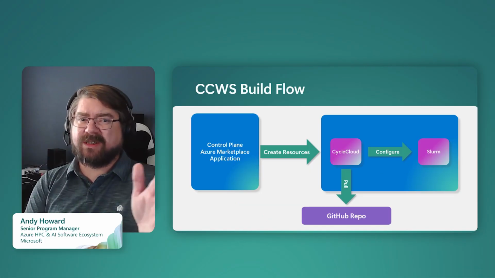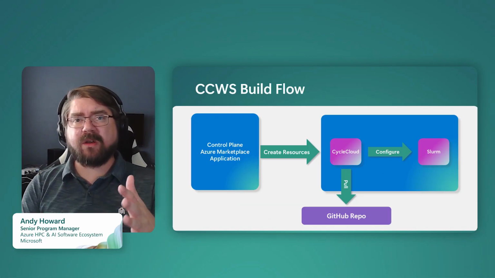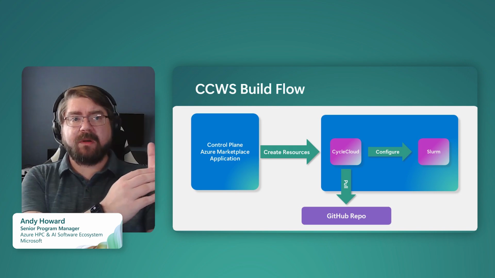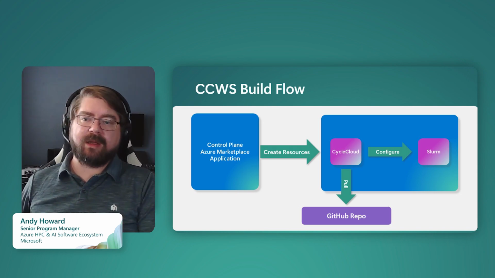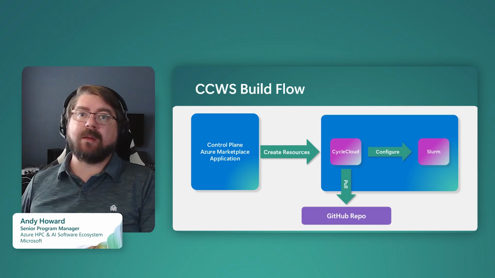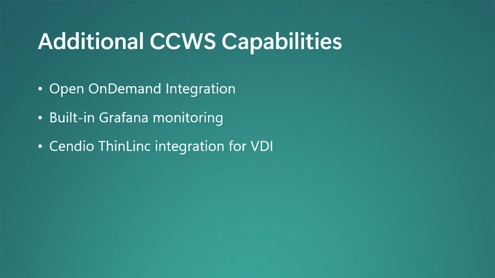So through a series of, I think it's 5 tabs or so, you can go from nothing running in your Azure subscription to a fully running and configured Slurm cluster running jobs. But it's not just that portion that's really important. We've actually added some additional capabilities because CCWS can do more than just the compute orchestration. We've done a really tight integration with Open OnDemand. We'll walk through that in the demo as well.